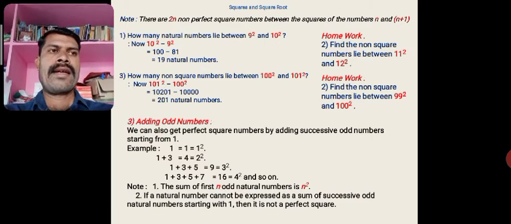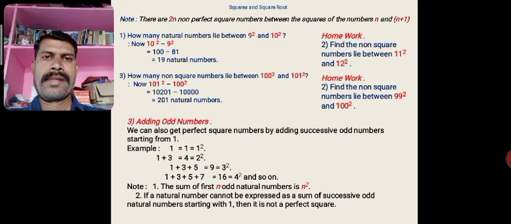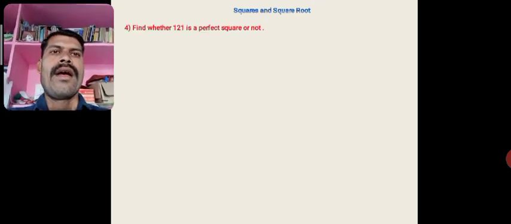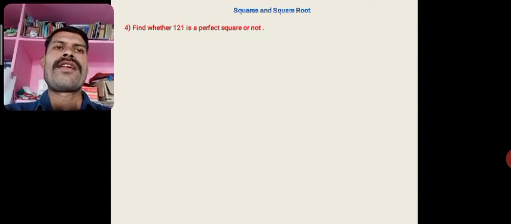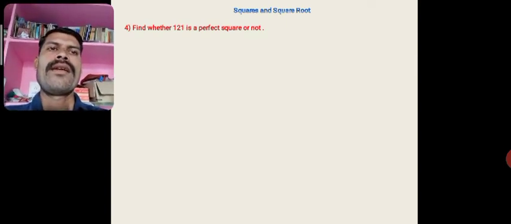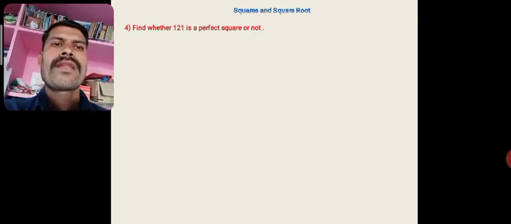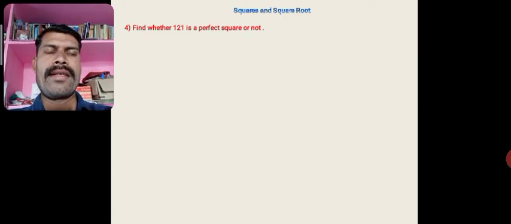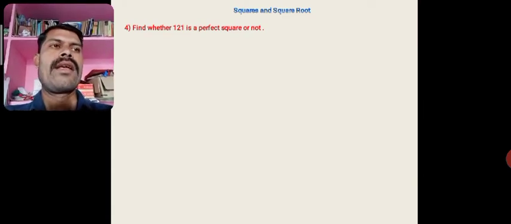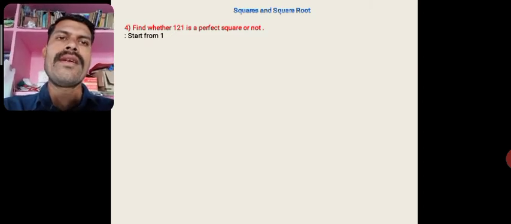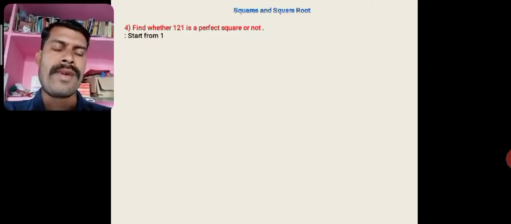For this, let us take some examples and verify whether it is true or not. Find whether 121 is a perfect square or not. We have to verify by applying that rule. Let us see this one, starting from 1.